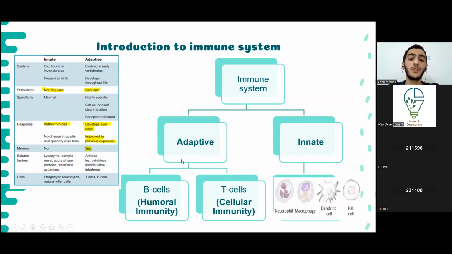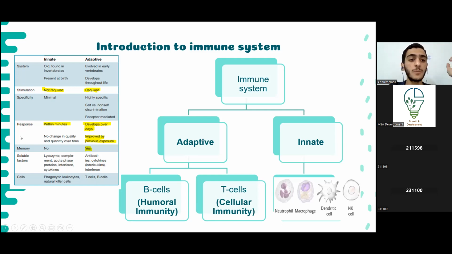Now, when it comes to the lymphocytes, we could have the B cells. B cells act through a process referred to as humoral immunity, which is basically releasing antibodies. Or you could have the T cells. T cells act through cellular immunity, which is basically the killer T cells, which will go into the cell and destroy the cells.